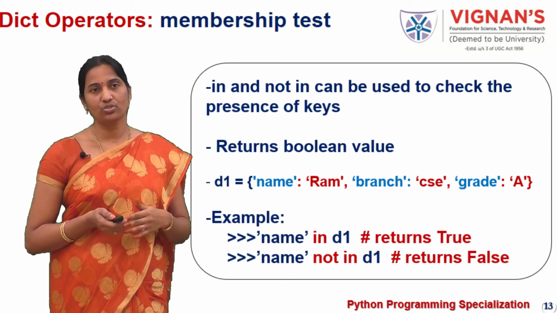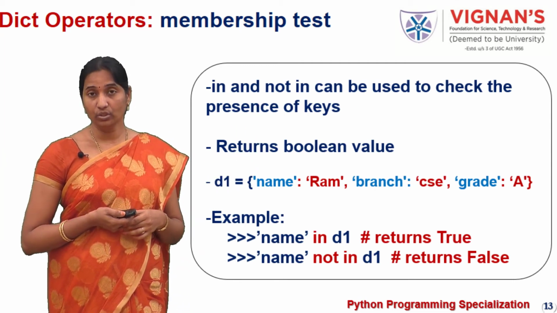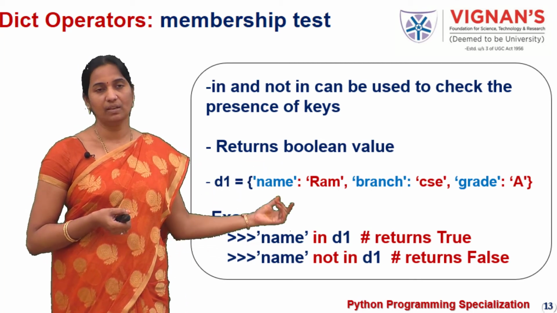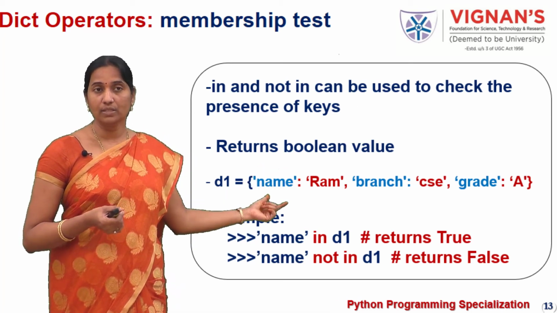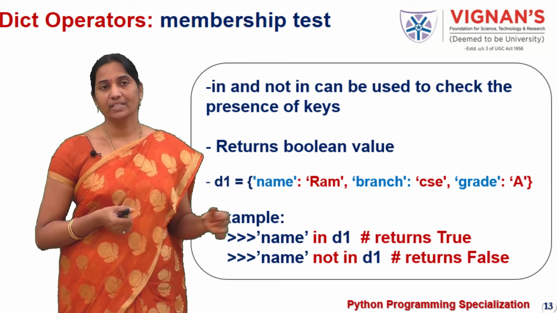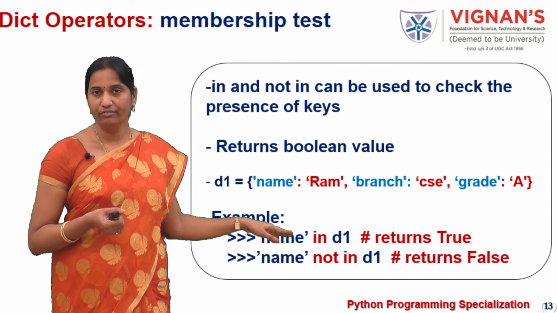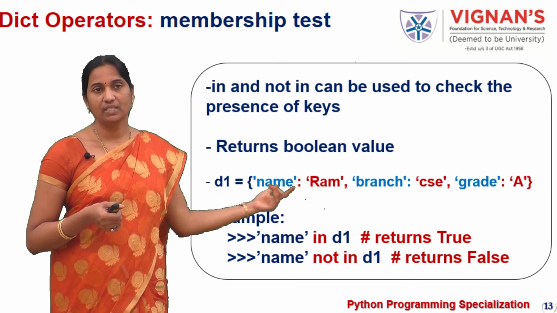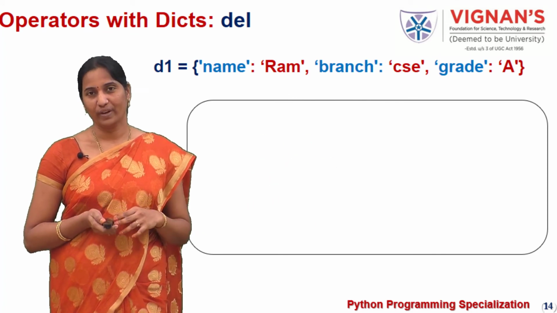Here consider this dictionary D1 with 3 different elements, with name, branch and grade as keys. Now I want to check whether the key name is present in this dictionary or not. So I can simply use name in D1. That returns True, as name is already available in the dictionary D1 as a key for an element. Similarly, we can use not in for checking the membership of a key in the dictionary. So I can use name not in D1. Since name is already available as a key in D1, it returns a False value.